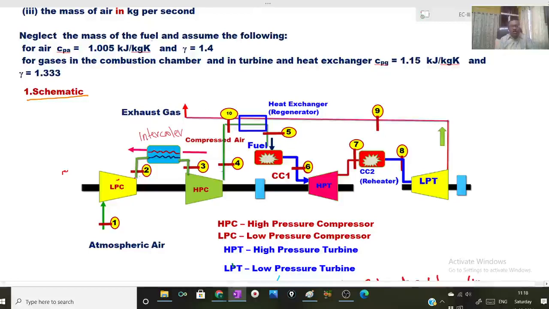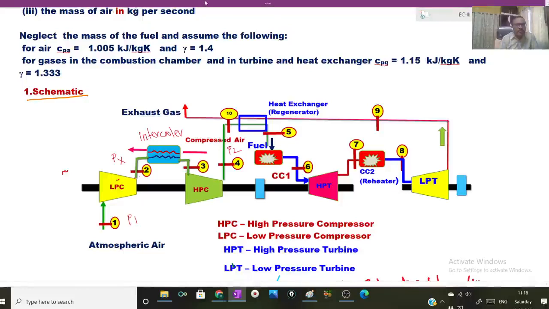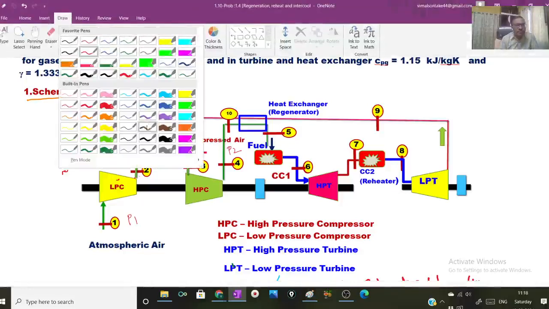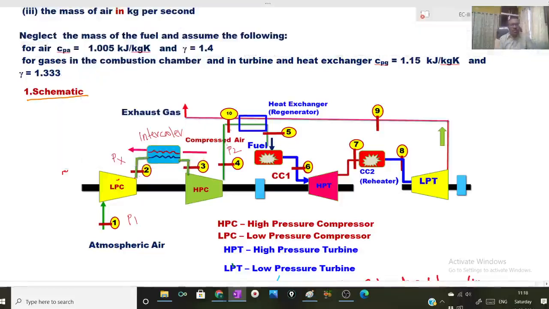Three to four isentropic compression in the high pressure compressor. Here pressure is atmospheric pressure P1. It is increased to some intermediate pressure Px, and once again pressure is increased from Px to final pressure P2 during the isentropic compression 3 to 4. Four to 5 is preheating of compressed air with the help of hot gases in the heat exchanger or regenerator.